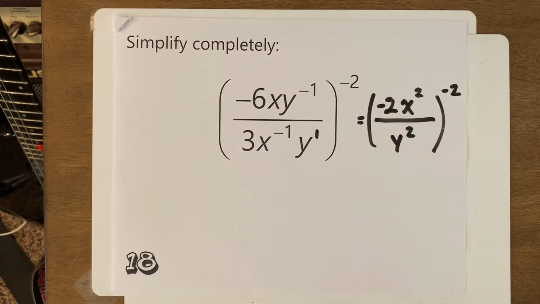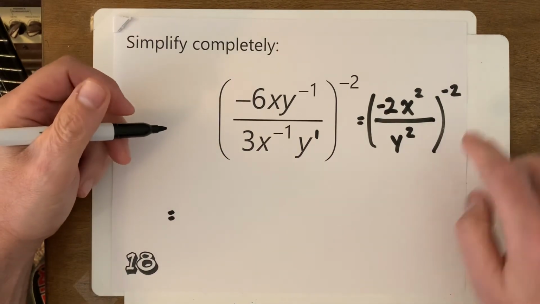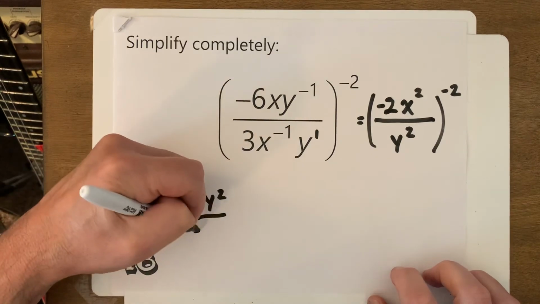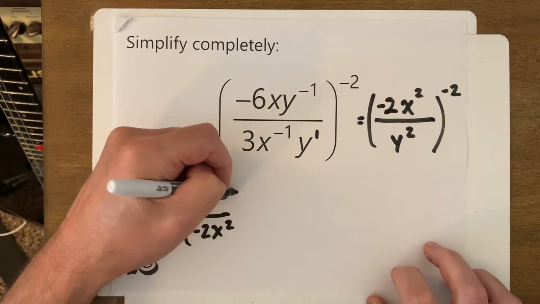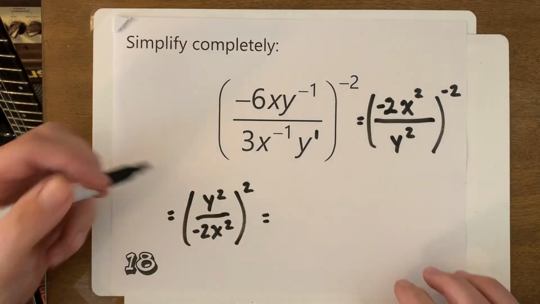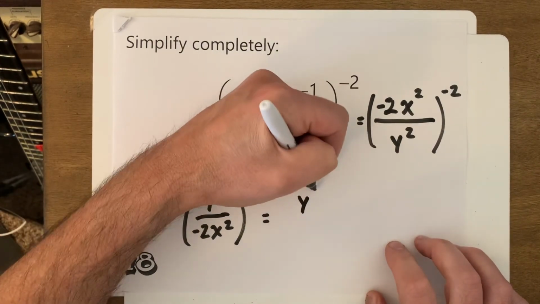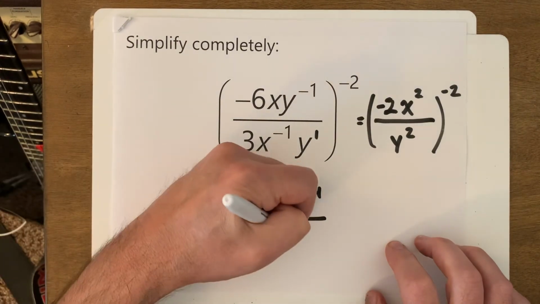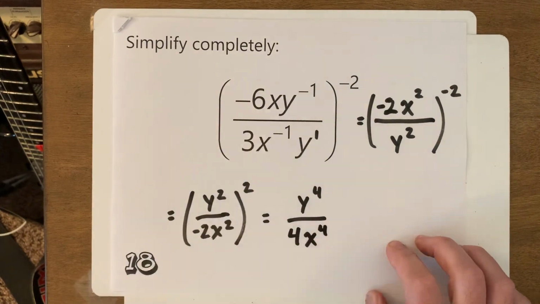Now, I've got everything on the inside of the parentheses cleaned up as far as I can. So now I'm going to go ahead and flip it. So I'll write y squared over negative 2 x squared, and all of that to the positive 2. So I used it up by flipping it. Now I'm going to distribute. y squared squared would be y to the 4th. Negative 2 squared is positive 4. x squared squared is x to the 4th. And now it's done.